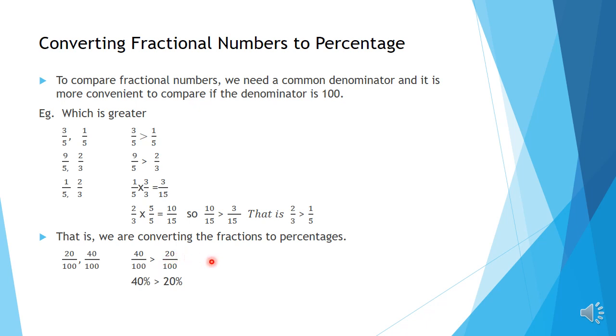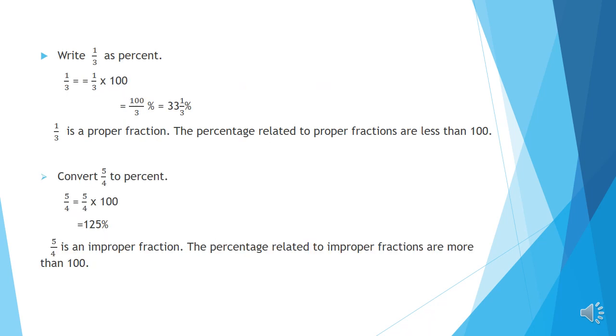Okay children? Now let us convert fraction into percentage. Let us see an example. Write 1 by 3 as percent. For converting 1 by 3 into percentage, we have to multiply by 100. That is 1 by 3 into 100. Here simplification is not possible, so we are dividing 100 by 3.